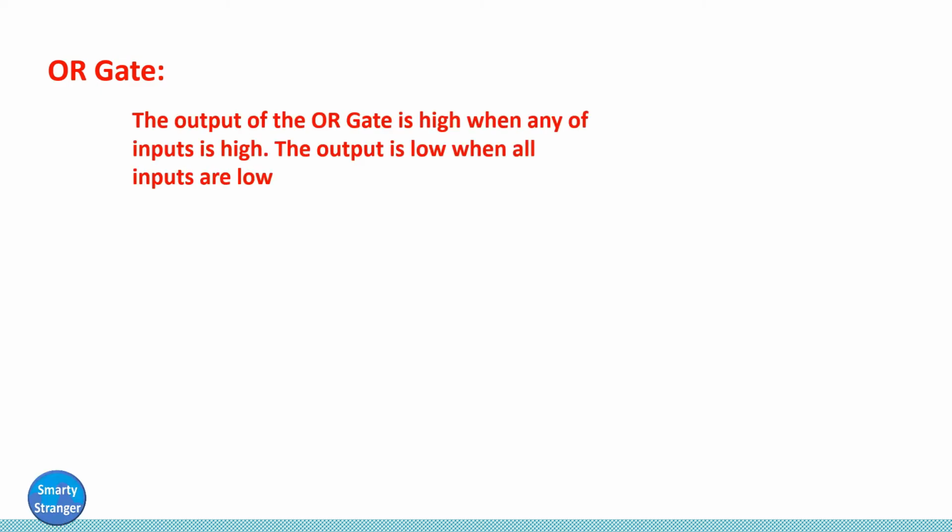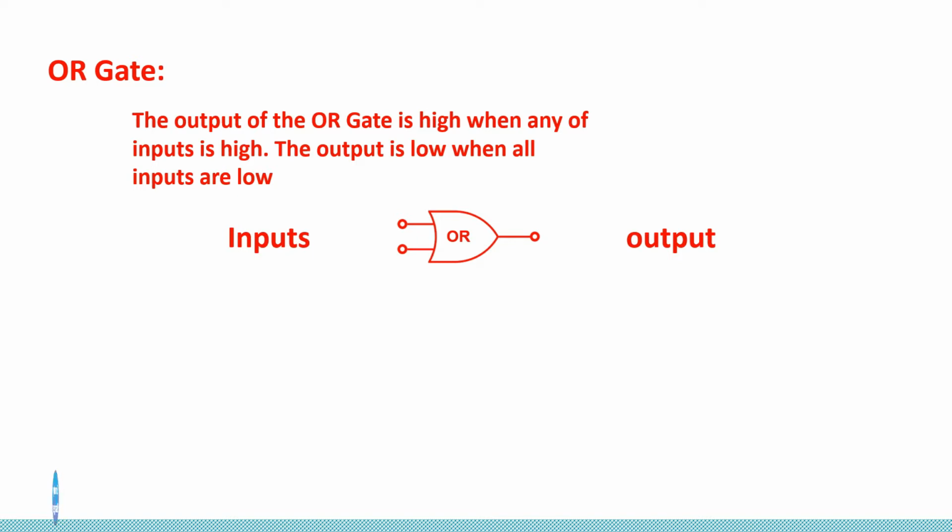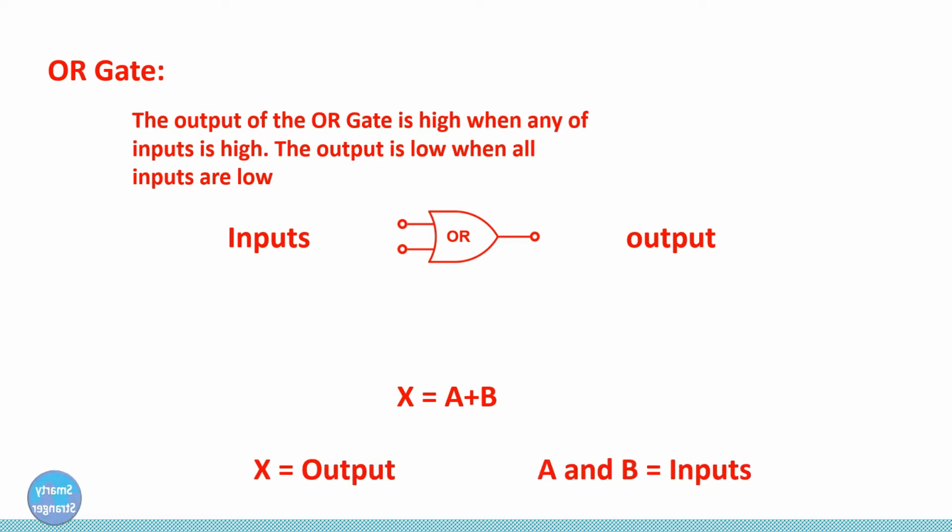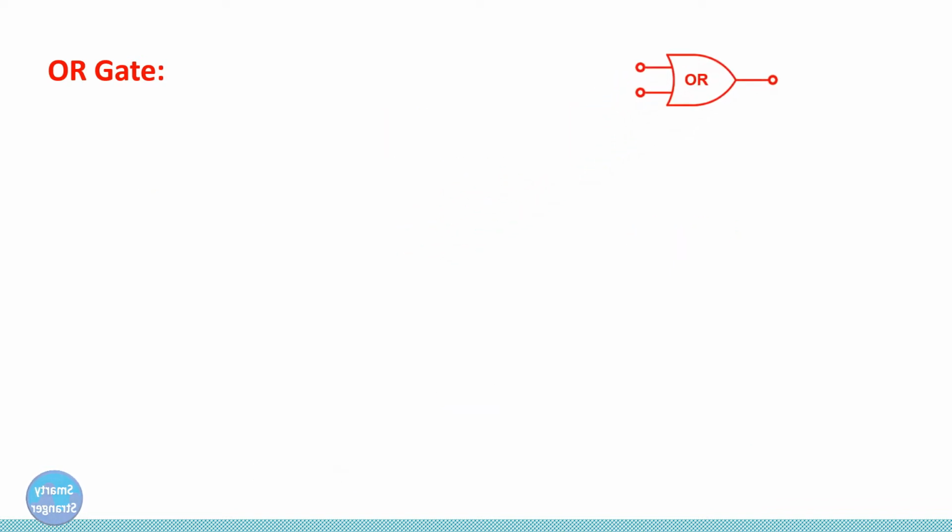Now we look at the OR gate. The output of the OR gate is high when any of the inputs is high. The output is low when all of the inputs are low. The OR gate has n number of inputs and 1 output. The formula for the OR gate is x equals a plus b. Here x is the output, a and b are inputs. If we draw its truth table, it would be like this.